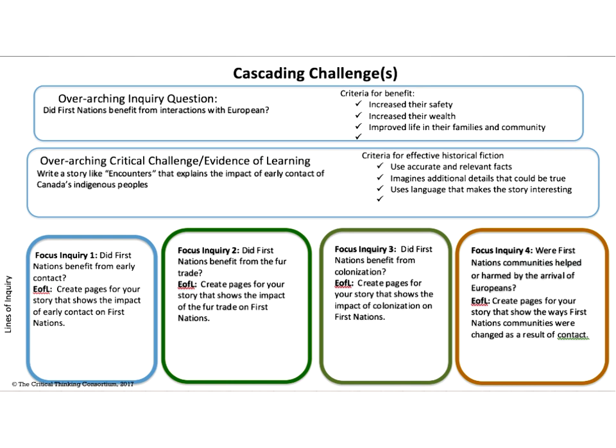And another webinar that I do, and I'm just touching on this very briefly, is using this idea of a cascade. So this is just meant to be a really quick setting up of an inquiry, because this is going to set up our structures. This is what we did with grade 5, so First Nations, a benefit for interactions with Europeans. Well, what do you mean by benefit? We identify some criteria.